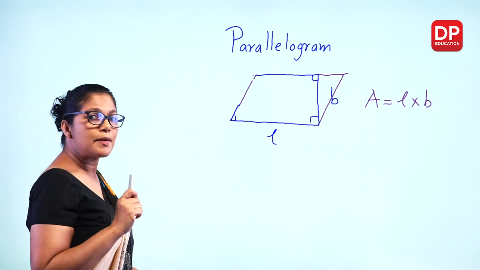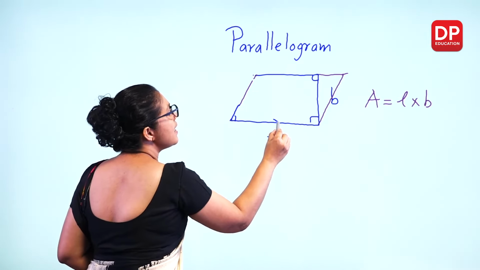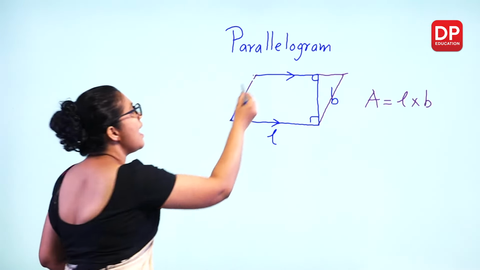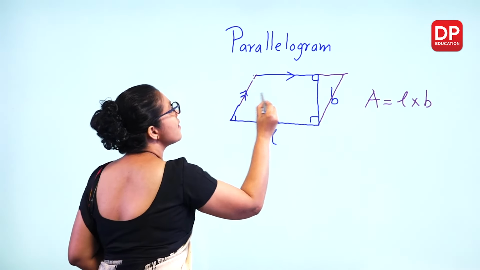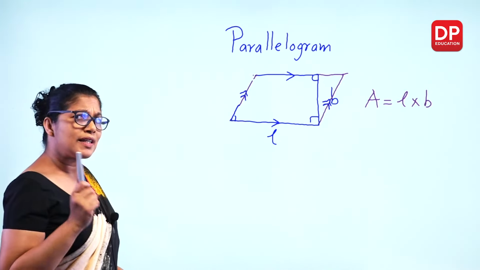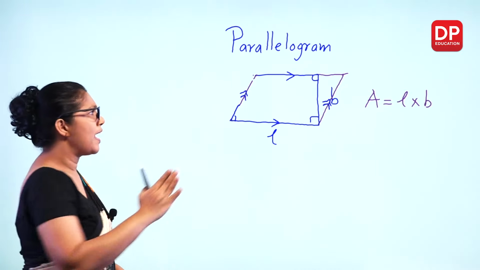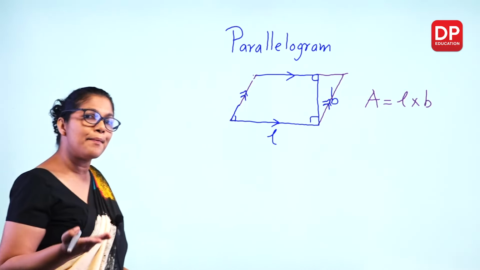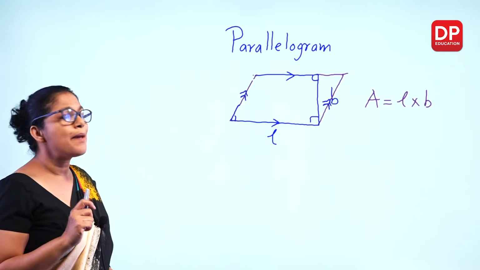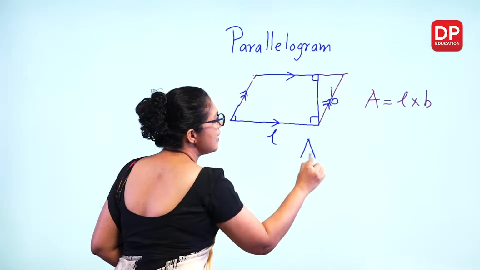So what does a parallelogram mean? Opposite sides are equal and parallel. So this side is parallel to this one and this side is parallel to this one. So here what I did, I just moved this triangle, but the area, the space taken by this object, is the same. So what's the area of the parallelogram? You get the same formula.